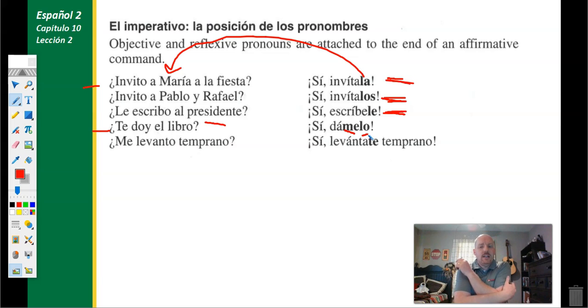The last example we have here is a reflexive. Me levanto temprano. Do I get up early? Me levanto temprano. Levantarse is the reflexive verb for to get oneself up, like out of bed. Sí. Levanta is get up. Levántate is get yourself up early. So we use the reflexive pronoun there. It's still considered an object pronoun, but it just gives that reflexive connotation of doing the action back on yourself or a part of yourself. Yes, get yourself up early. Sí, levántate temprano.